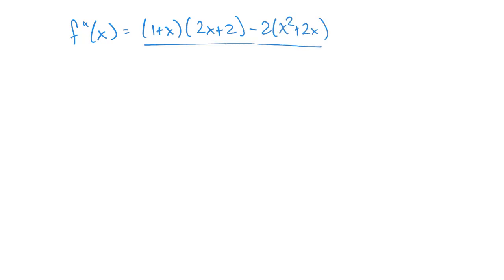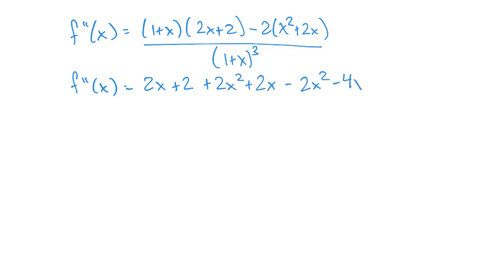Okay, so we have the second derivative is equal to now 1 plus x times 2x plus 2 minus 2 times x squared plus 2x, all divided by 1 plus x to the 3rd. So we can multiply out, FOIL out, these first two terms. So we get 2x plus 2 plus 2x squared plus 2x, and distribute the negative 2, and then see what cancels.